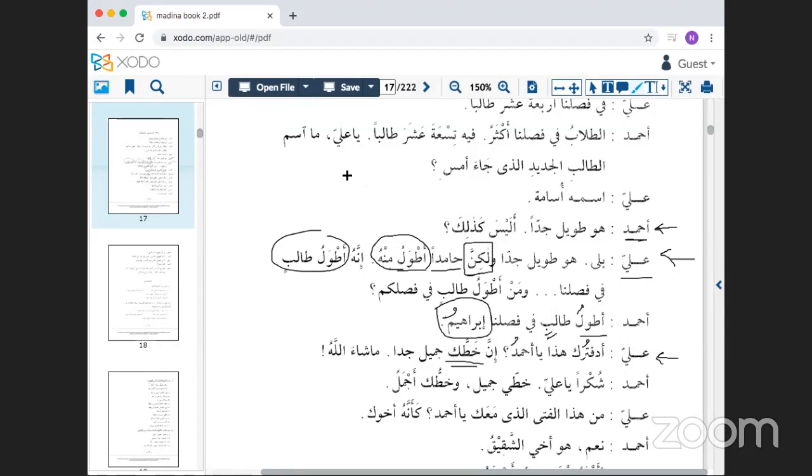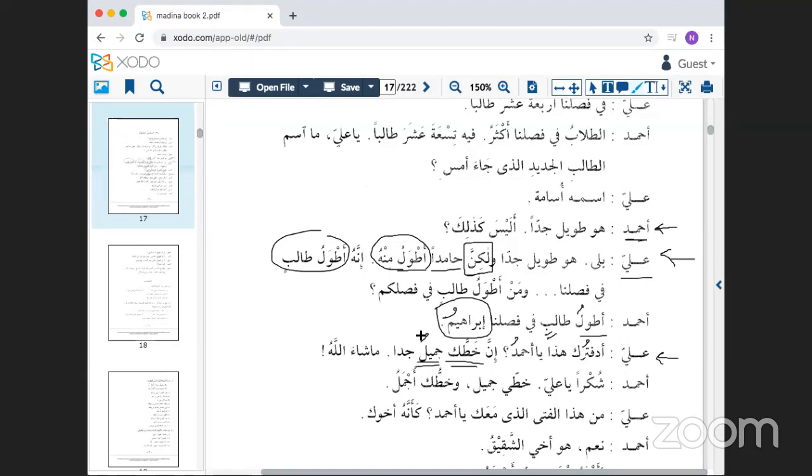Handwriting. Al-khat is handwriting. Khattaka. Why does it say khattaka? Because it is coming as ismu inna, mansoor. Khatta, this is ismu inna. And the kaf is mabni, mudafun ilayhi, mabniyun ala al-fatha. Jamilun is khabar inna, marfu.